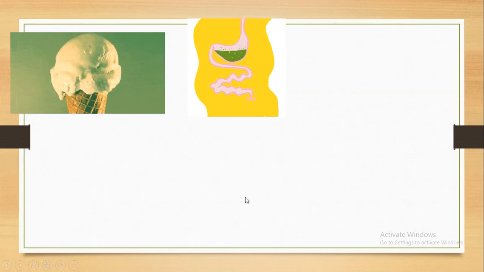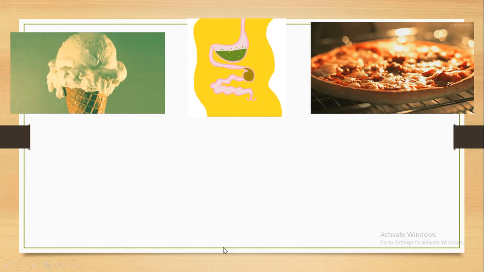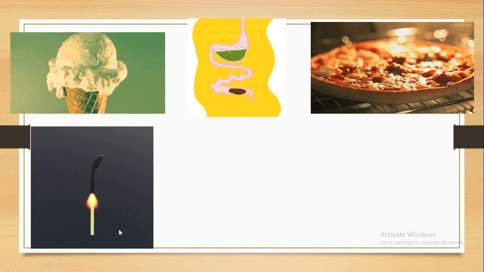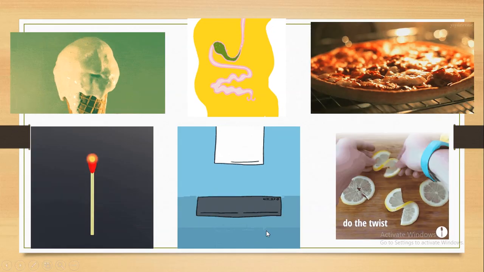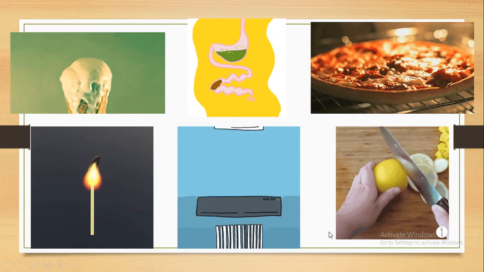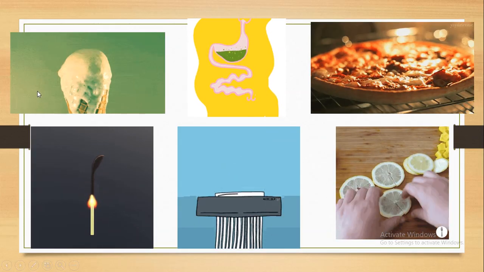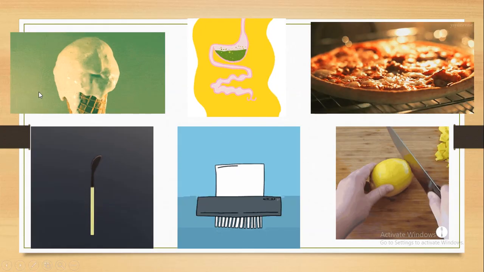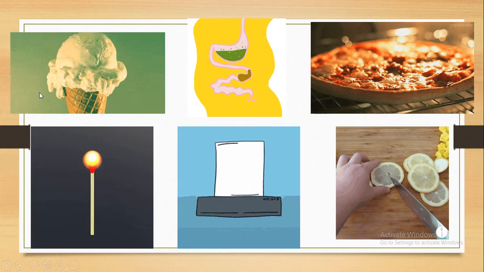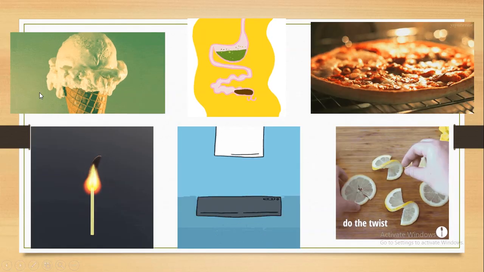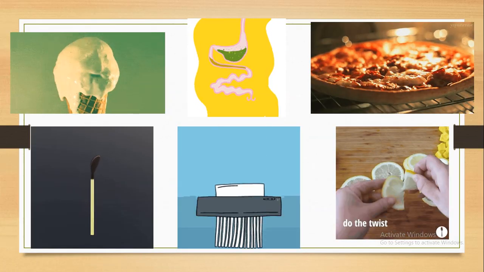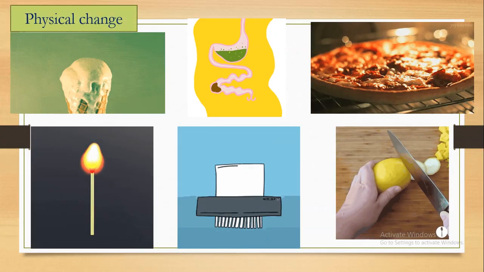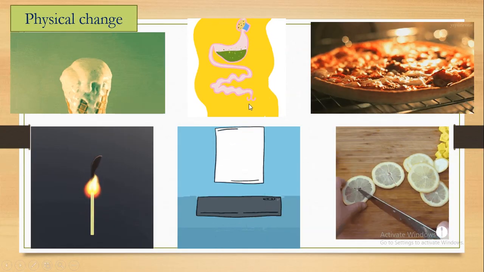Melting ice cream, digesting food, baking pizza, burning a matchstick, cutting paper, and cutting lemon. Let's begin with melting ice cream. What do you think? Is it a physical change or a chemical change? Take a minute, think about it. Yes, it is a physical change.